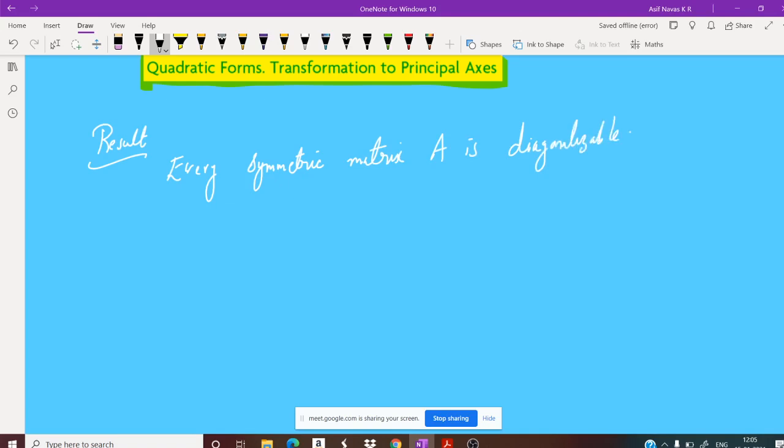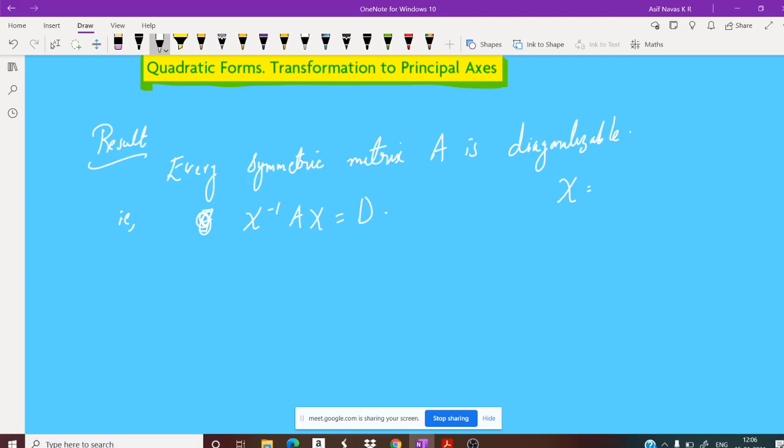So this is a very important result. It doesn't need this proof. Every symmetric matrix is diagonalizable. That is, there exists X such that X inverse AX is equal to D. That means we can choose eigenvectors in such a way that X inverse AX is equal to D.